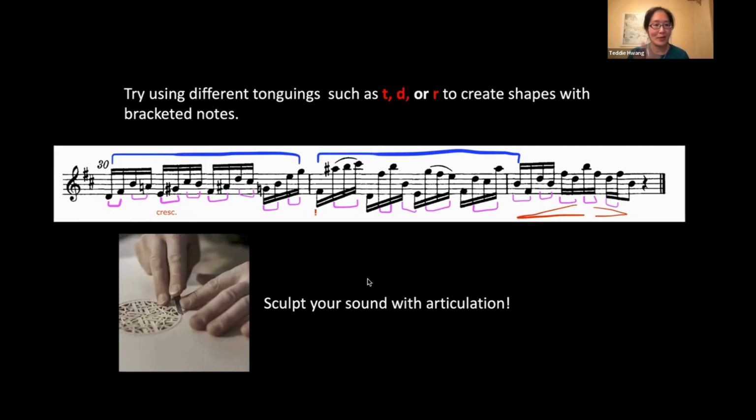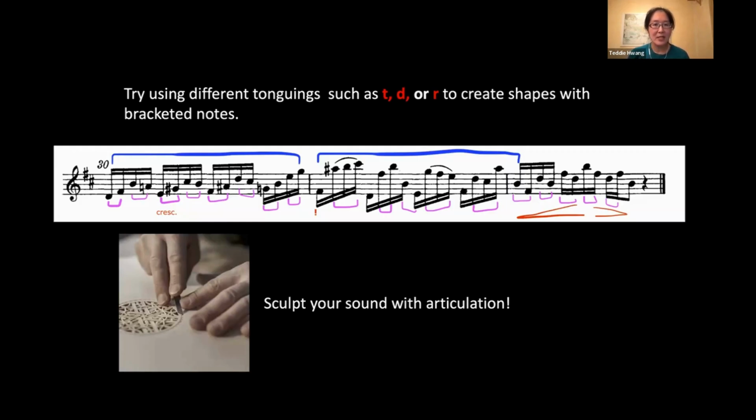And unfortunately, we don't have the time to really go into this, but as Joanna had mentioned, and also for basic advice for anyone starting out, simply try to use a varied articulation, varied tonguing, such as t, d, or r. This is a hard R, like in Spanish. And imagine you're carving and sculpting the sound with your tongue.